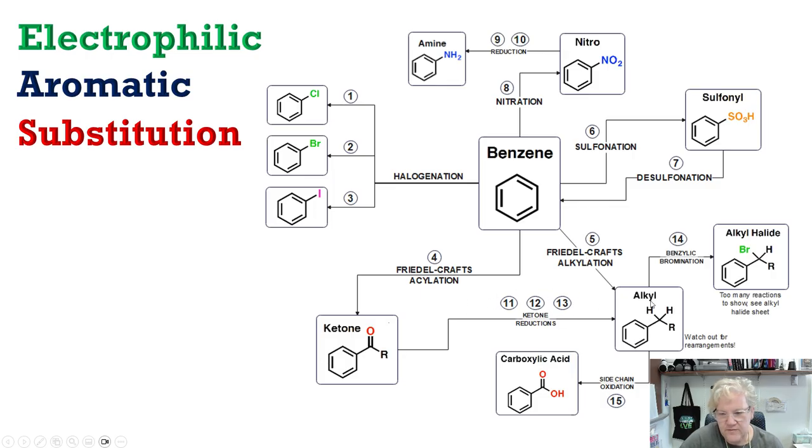Also, we didn't look at if you have an alkyl group already on your benzene, you can do some side chain oxidation to get things like your carboxylic acids. So I'll leave that up to you. Also, you could take your alkyl groups and brominate them, so on and so forth. We saw lots of these reactions in your alkyl halide sheet.